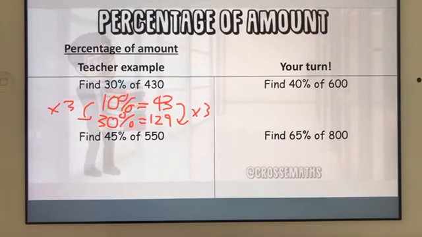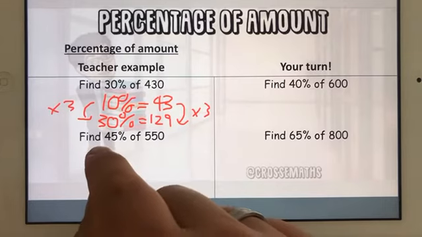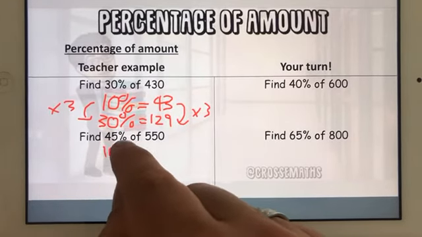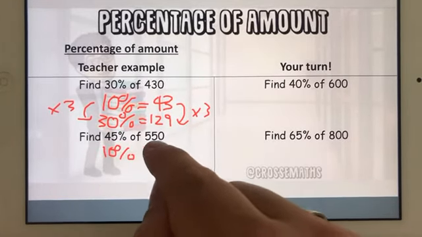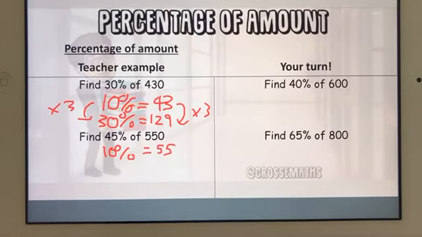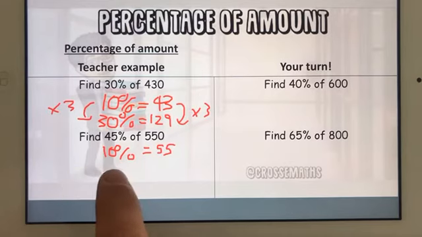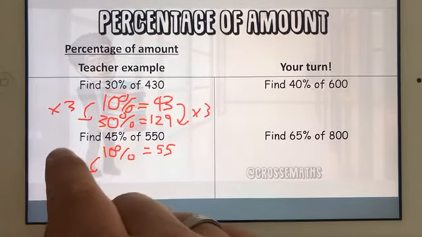Underneath, 45% of 550. 10%. Before I even think about the question, I'm going to work out 10%. 10% is 55. Okay, once I'm there now, 10% is 55. I want to find out 45%, so I'm going to need to times that by 4 first.